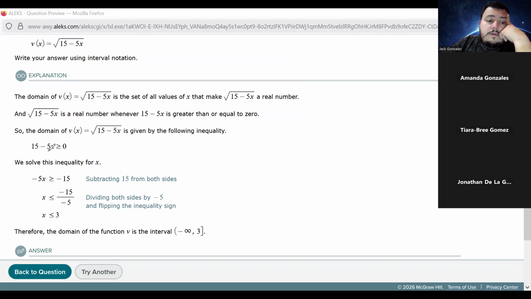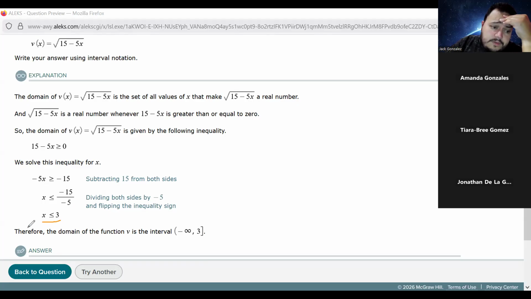So we get this. Solve for x, right? You subtract the 15, divide by -5, and whenever you divide or multiply by a negative on both sides, the inequality is going to flip. So this reduces to x is less than or equal to 3. And then you have your domain, right?